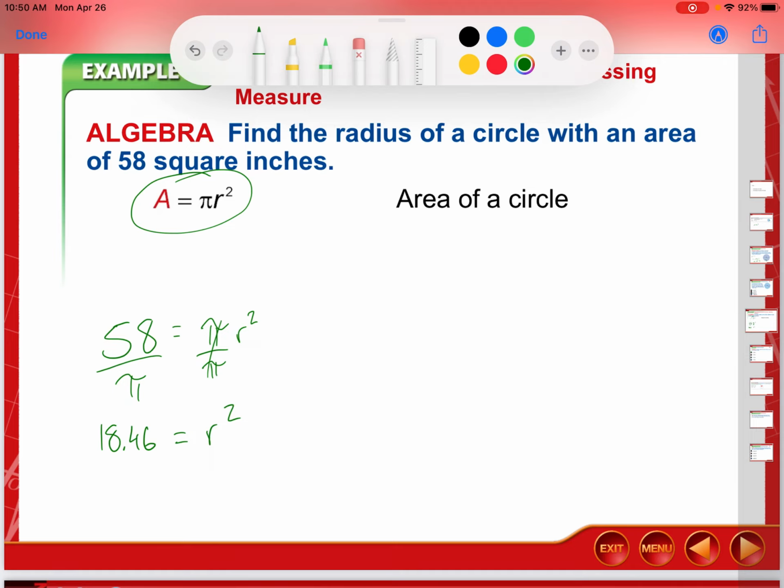And then I would take the square root of my answer there, and I would end up with my radius is about 4.3 inches.